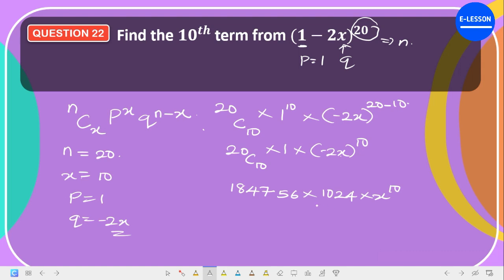Now, if you multiply 1024 times what you have there, 184756. Now, this will give us 1891901 x to the power of 10. So this is the 10th term. This is the what? The 10th term. And this is how to solve an equation like this. It's as easy as ABC. That is the 10th term. Are we getting it now? So whenever they give you a specific term to find, you use this equation. Okay? This is the 10th term.